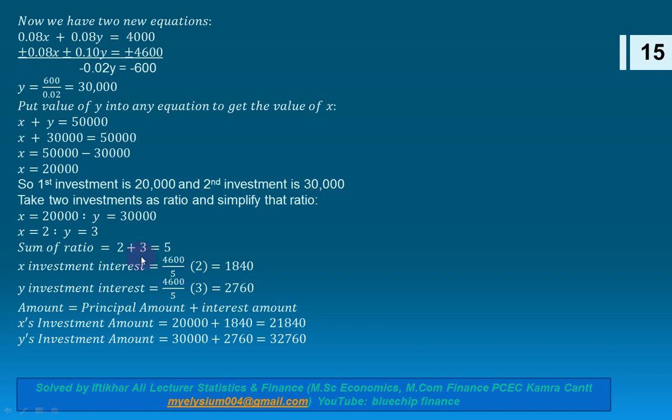So it means out of 4,600 profit or interest, 1,840 is the interest of x, and 4,600 divided by 5 multiplied by 3 equals 2,760 is the interest of y. So x's investment amount is 20,000 plus 1,840 equals 21,840, and y's investment including interest will be 30,000 plus 2,760 equals 32,760.